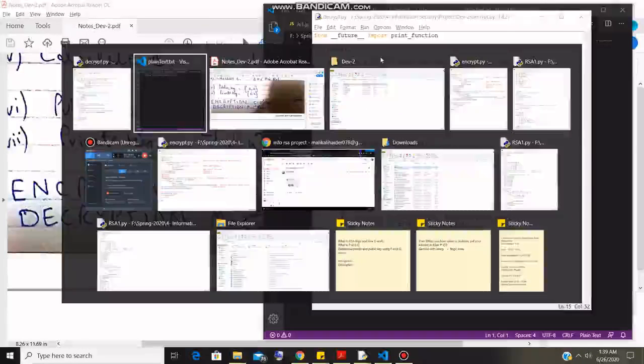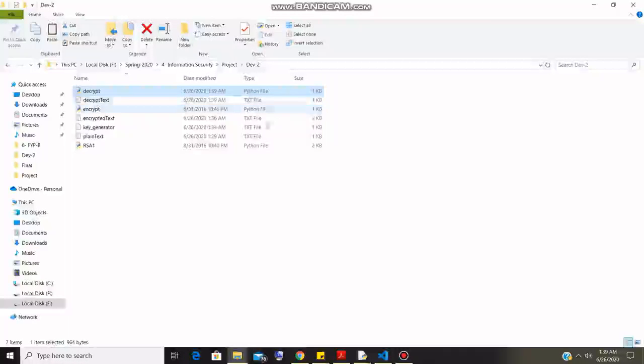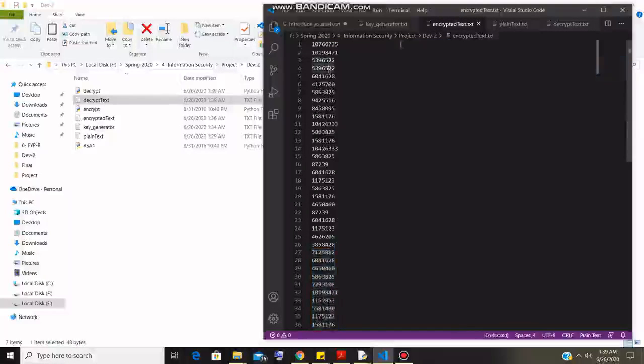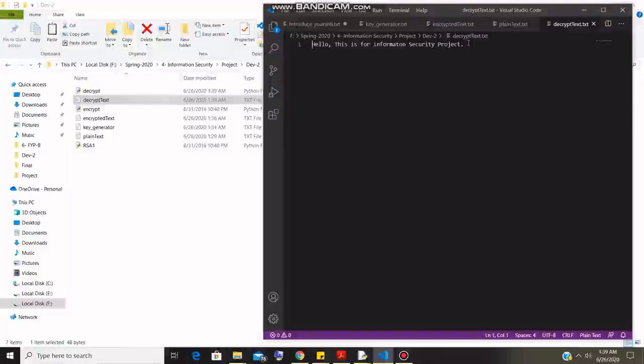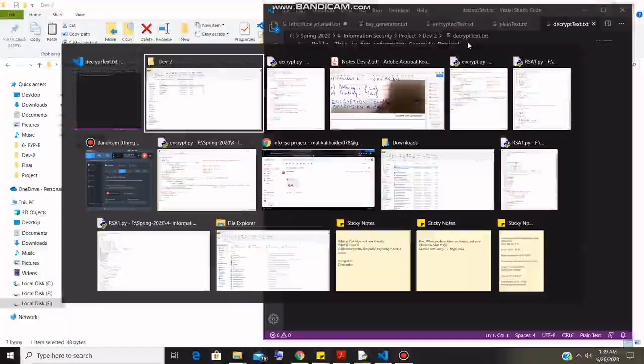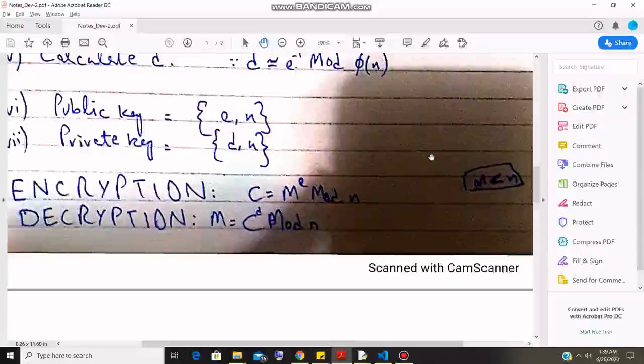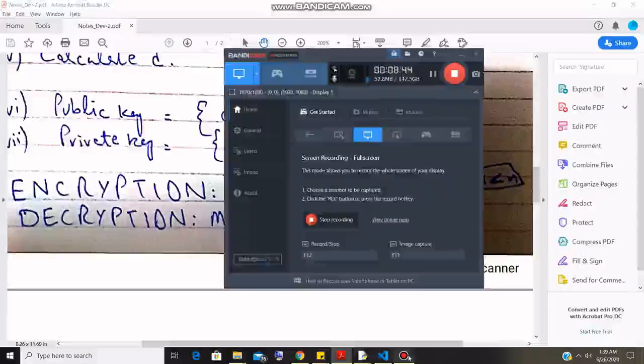Now let's go back and see whether it has successfully decrypted it or not. It is our decrypted file that is generated. Now let's see. Yeah, hello, this is the information security project. This is the same file that was in our plain text. So this is our plain text file. Then it was encrypted in this form, and then now it is decrypted back in the same file using our RSA algorithm. This was the end of our project.